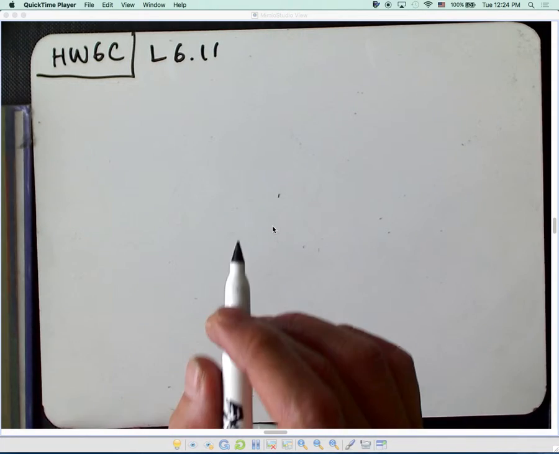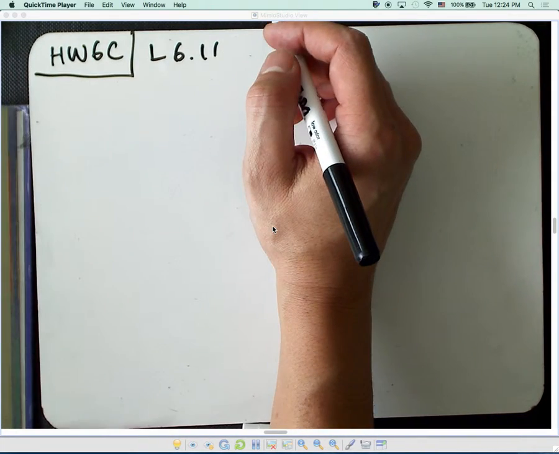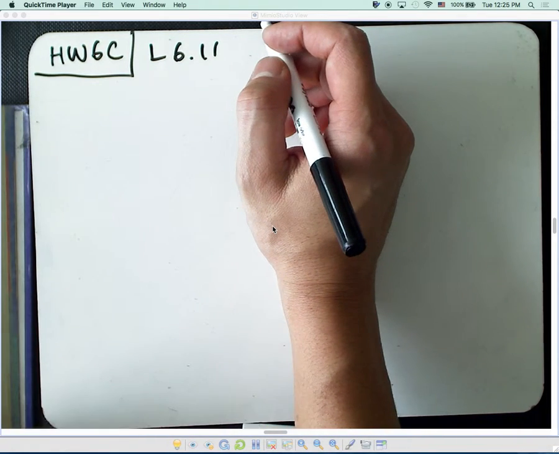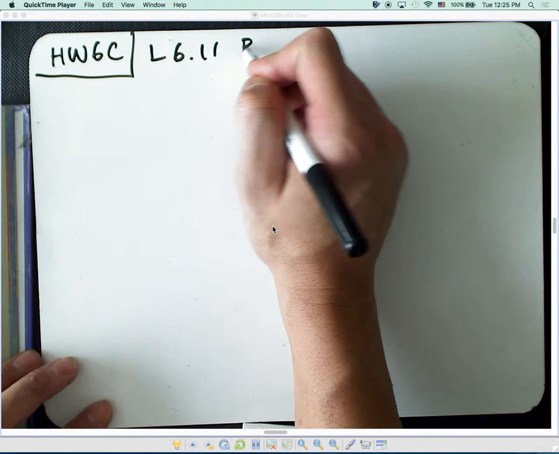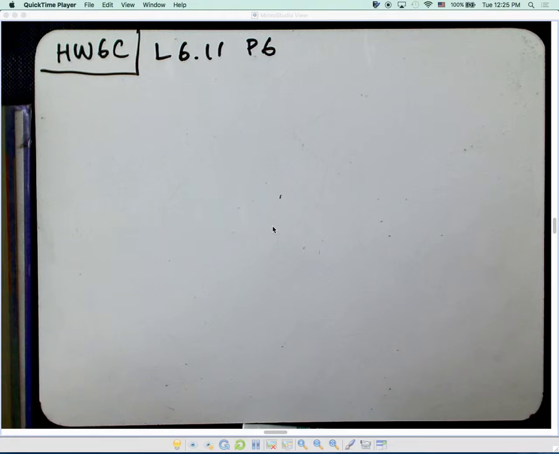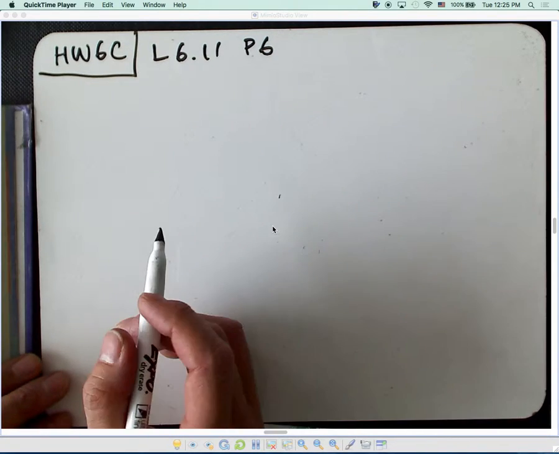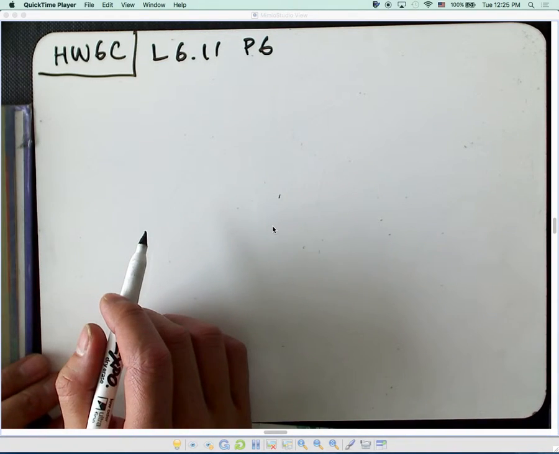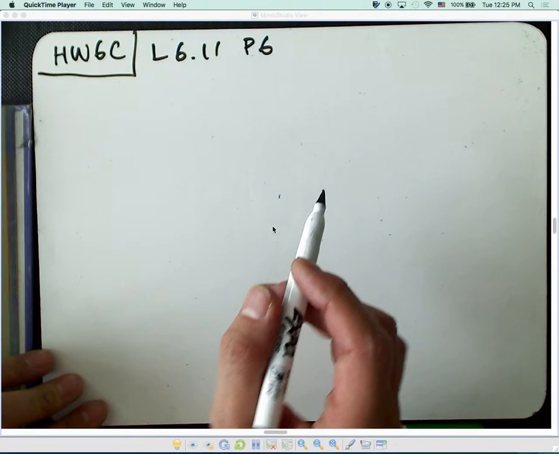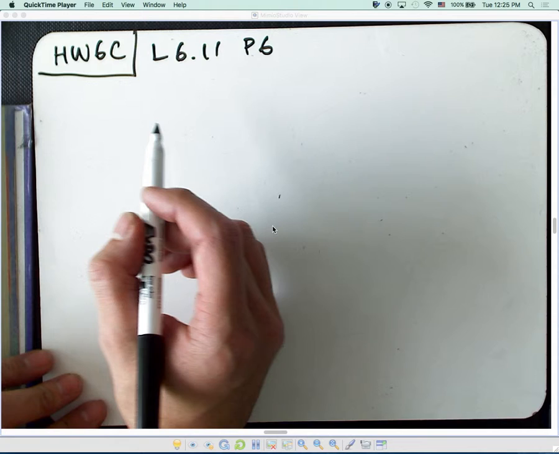So first let's look at problem number 6 in lesson 6.11. It says a cylinder has height 6 inches and radius 3 inches, and the prism with the square base has the same volume and height. What is the side length of the base of the prism? So the goal is to find out the side length of the base of the prism.